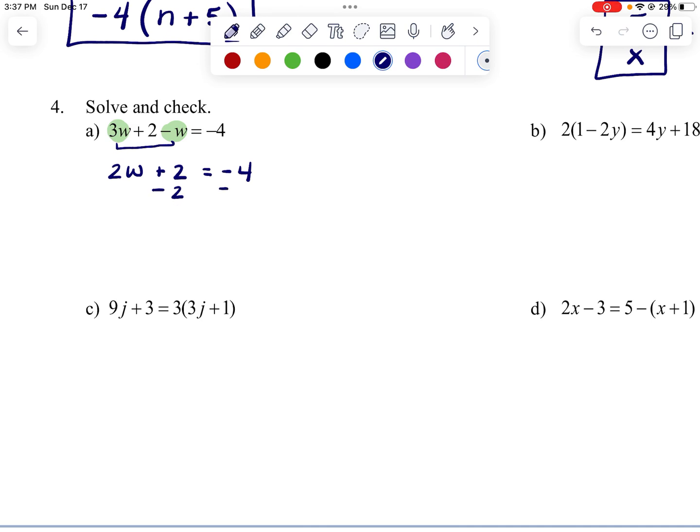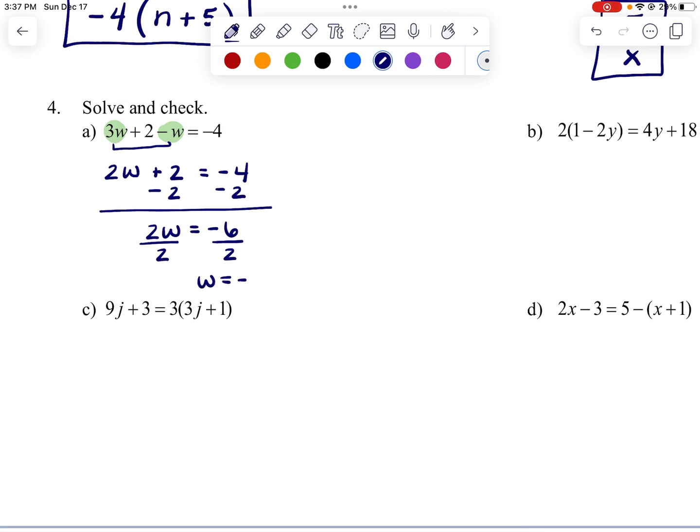I'm going to subtract 2. So 2w is equal to -6. And then divide both sides by 2. W is equal to -3.